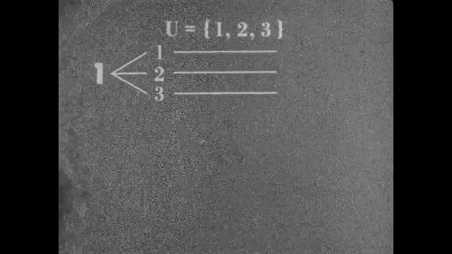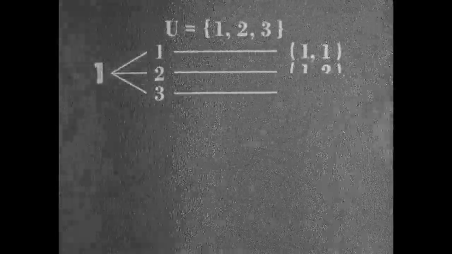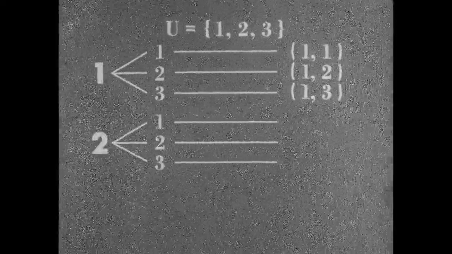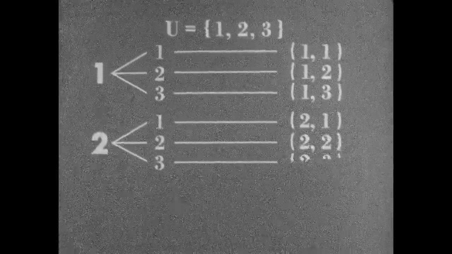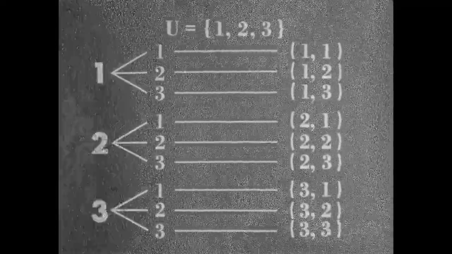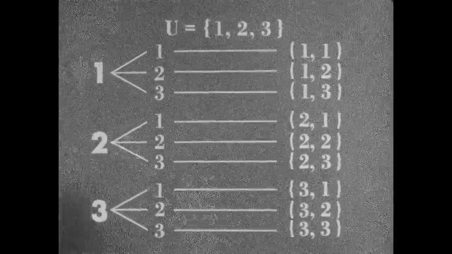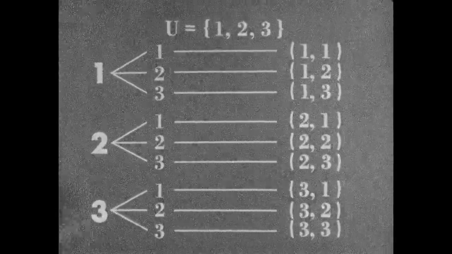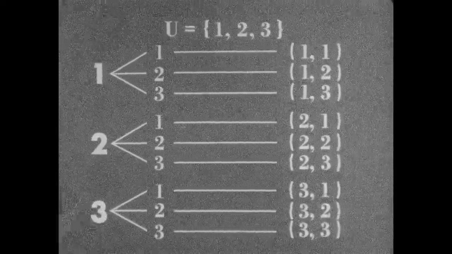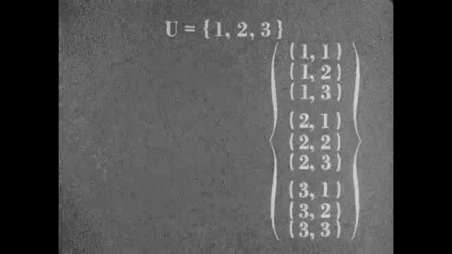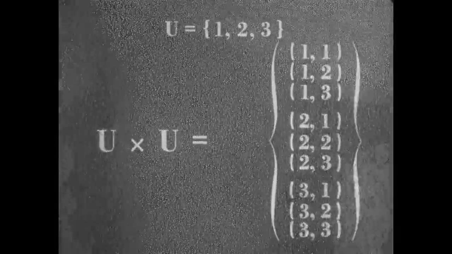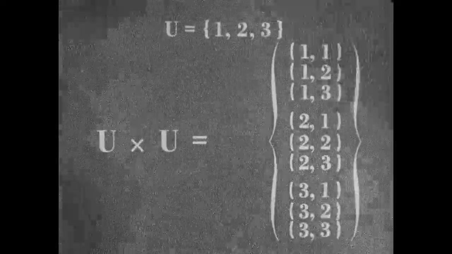With 1 as the first coordinate, we get 3 ordered pairs. Using the number 2 as first coordinate gives us 3 more. And from number 3, we get the final 3 pairs. Of course, the pair 1, 2 is not the same as the pair 2, 1. The set of ordered pairs obtained from U in this manner is denoted by this symbol, read U cross U.